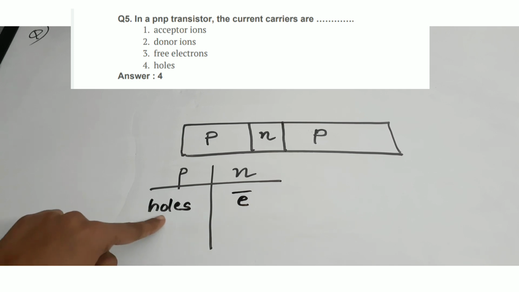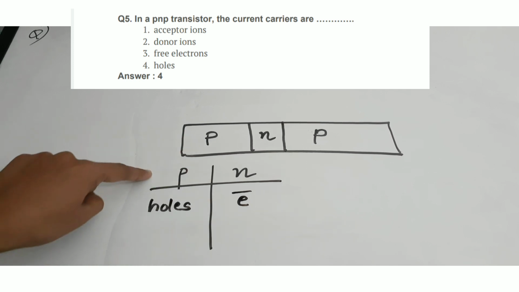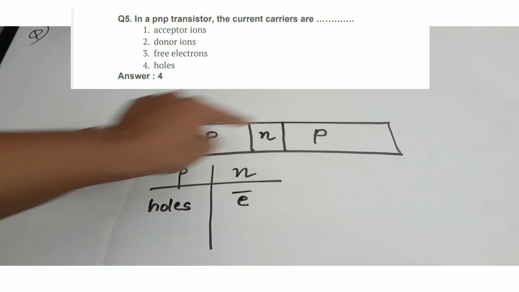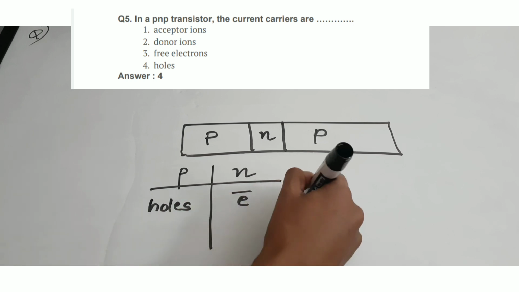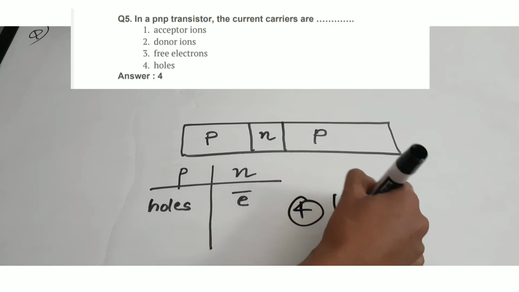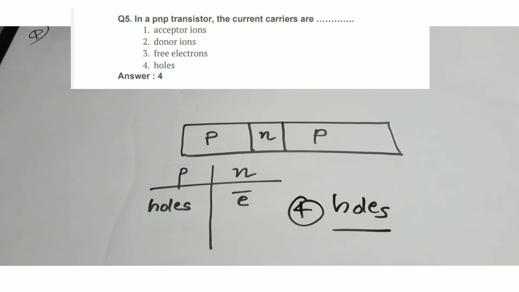So when there are more holes in the P-type, here we can see P terminals are more. So holes will be more, so the current carriers will be holes. Okay. So the correct answer is 4. Holes are the current carriers.